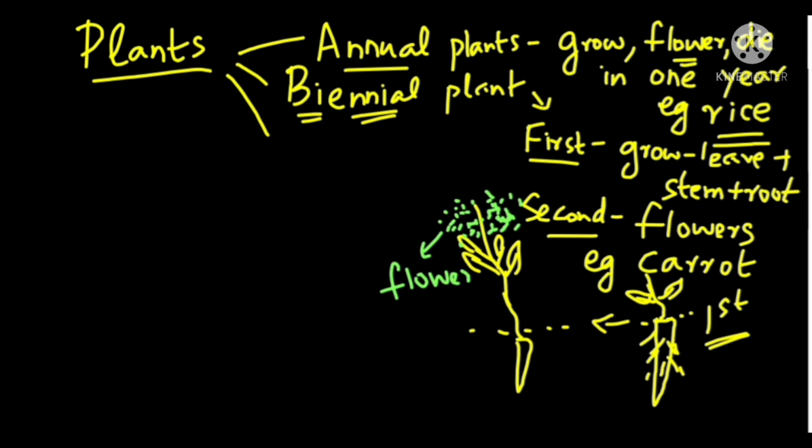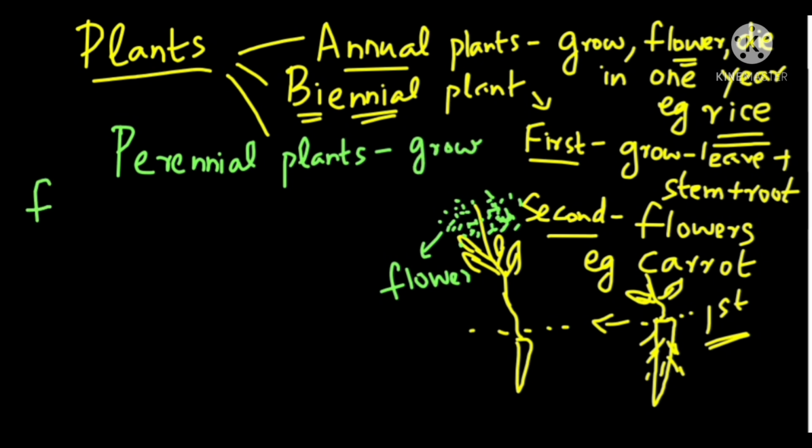So this happens in the case of biennial plants, where in the first year only vegetative parts will grow and in the second year flowers will. So there are 2 seasons for them. That's why they are called biennial plants. Example, carrot. Now the third type of plant is perennial plants. Perennial means they grow for more than 2 years. 3 years, 4 years, 5 years and more, they will grow.